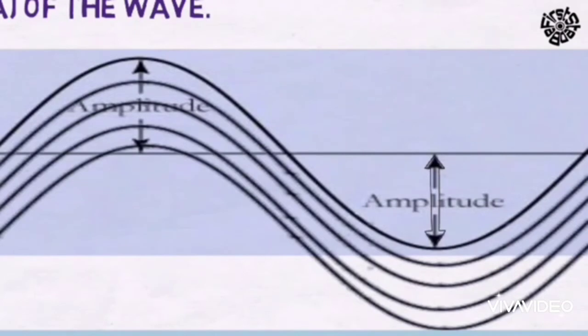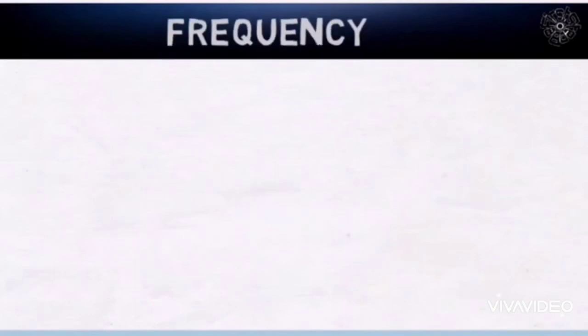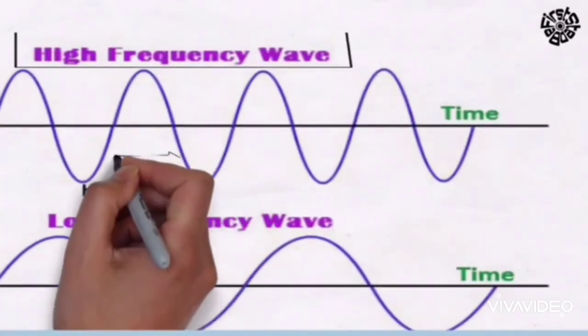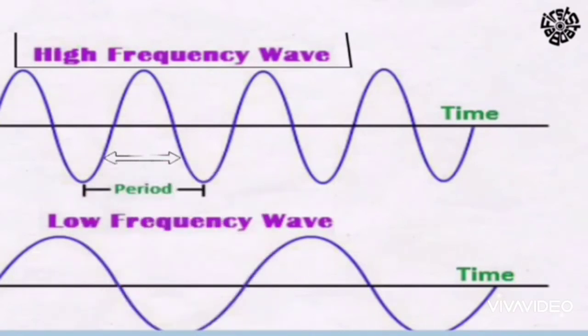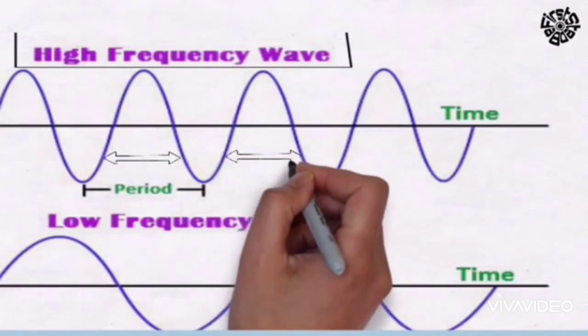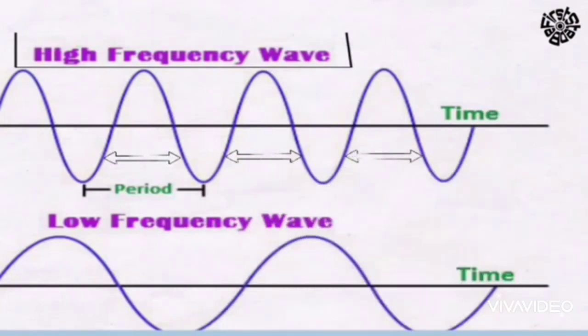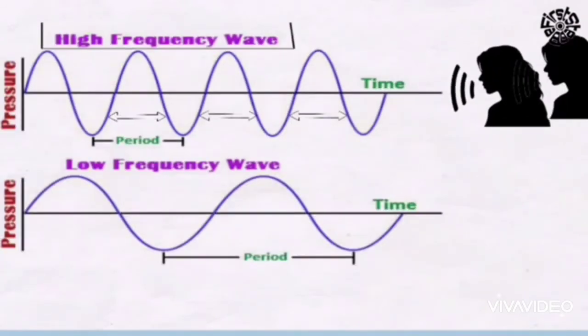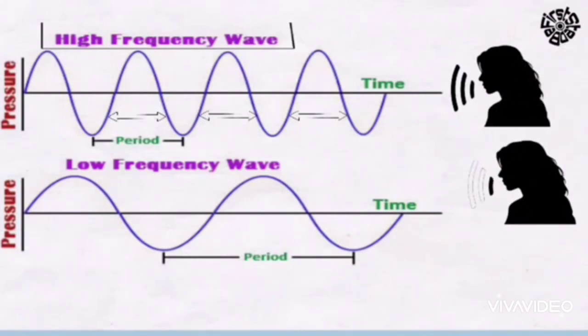So now our next term is frequency. Children, what do you mean by frequency? Here you can see there are two kinds of frequency. The first is the high frequency wave and the second is the low frequency wave. Here you can see that less time is taken by a wave, so vibration is more in high frequency. And in the low frequency diagram the time period is more, so the waves forming are fewer, so that is low frequency.